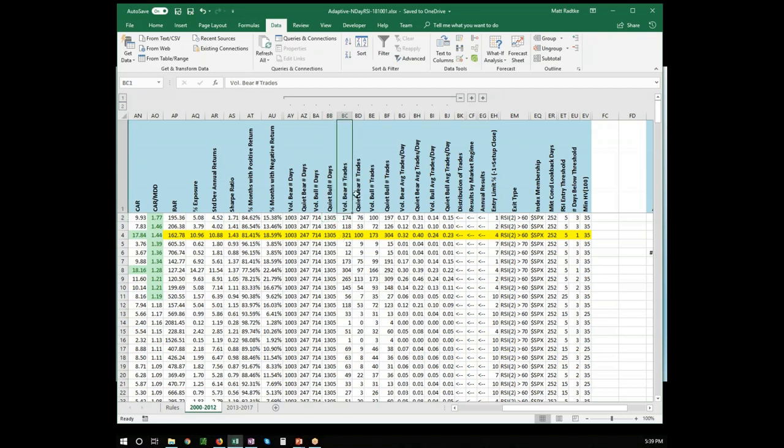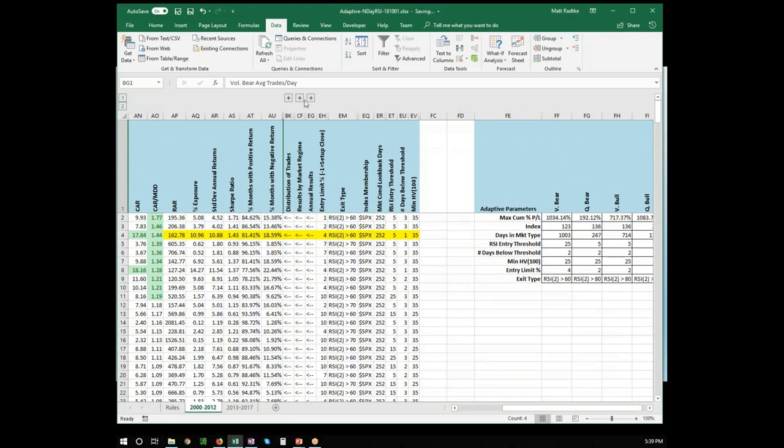Then we have how many trades were generated in each of those different market regimes, and then just doing the division to show how many trades per day on average we were seeing for each of the 4 market regimes.